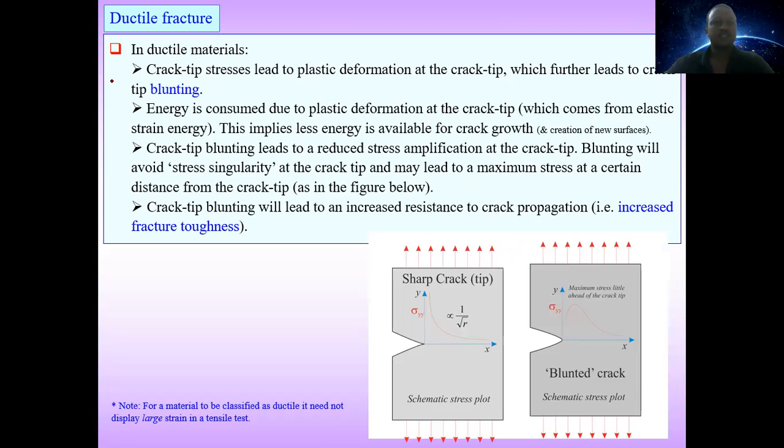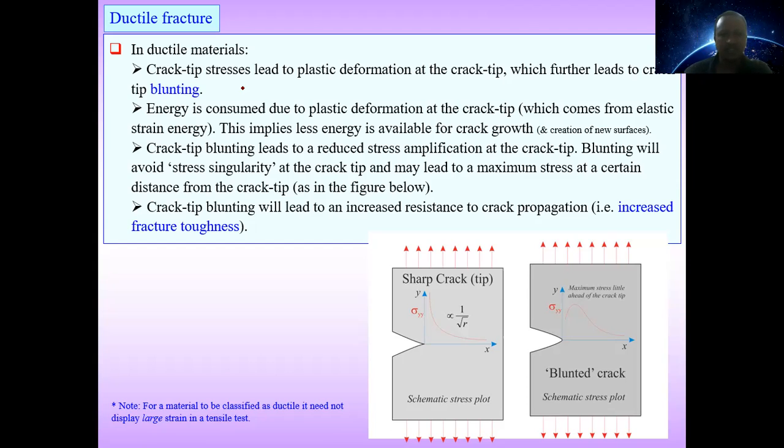Okay, so what are ductile fractures? In ductile materials, crack tip stress leads to plastic deformation at the crack tip, which further leads to crack tip blunting. Energy is consumed due to plastic deformation at the crack tip, which comes from elastic strain energy. This implies less energy is available for crack growth.